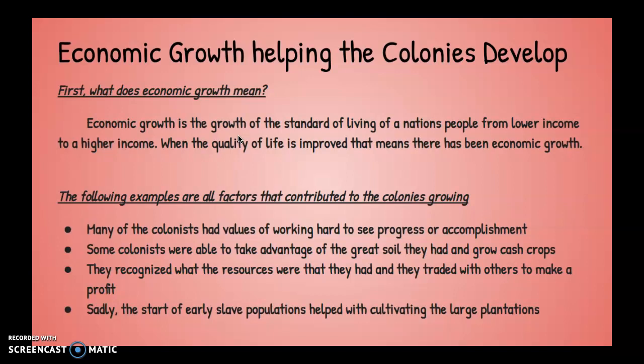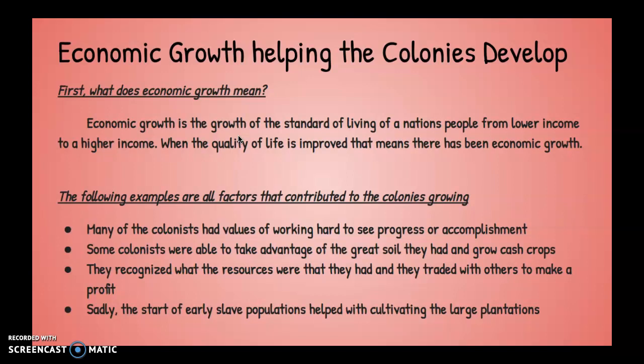First bullet point, it says many of the colonists had values of working hard to see progress or accomplishment. Second bullet point, some colonists were able to take advantage of the great soil they had and grow cash crops. The third bullet point, another thing that helped with our economic growth, was that colonists realized what resources they had in their colonial region, and they traded with others to make a profit.